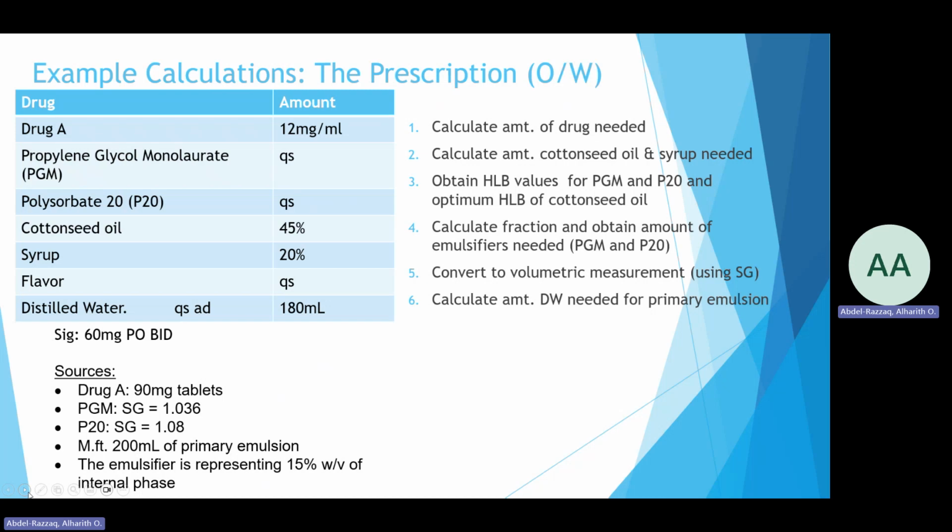First thing that we really want to do is calculate the amount of drug we need. Then we want to calculate the amount of cottonseed oil and our syrup, so our additional agents. We want to calculate our fractions and obtain the amount of emulsifiers we need, because that is going to be extremely important. And then we're going to convert to our volumetric measurement at the end using specific gravity. Finally, after all of that, we can calculate however much distilled water we need to make a sufficient quantity of.